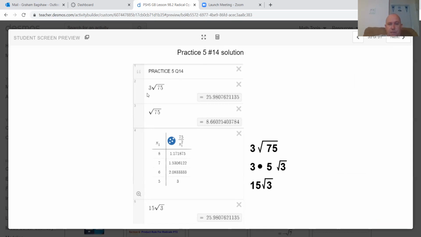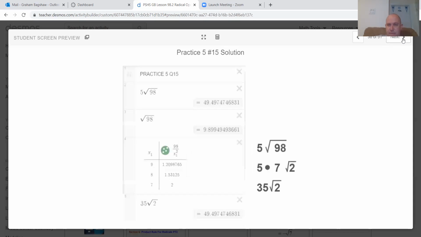For the question 14, 3 times the square root of 75, see this was a decimal. So you just focus on the square root of 75, create your table, 75 over x1 squared, starting from 8, because it's 8.6, and then just count down till you get those two whole numbers. So I'm looking at 5 and 3 here. So I replace this with this, and then I just do the 3 times 5 to get 15. Notice at each step, you can also check that answer as well, just to see. So notice 25.98, and at the end, I also get 25.98.